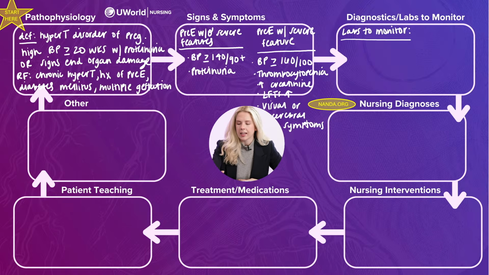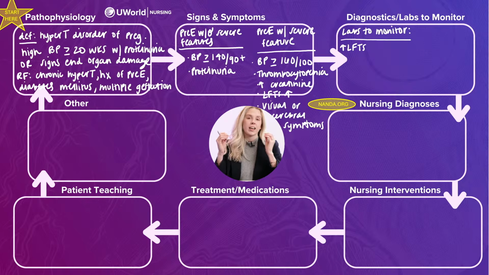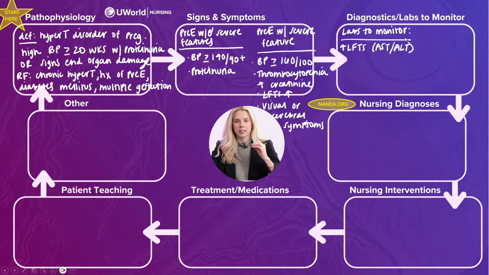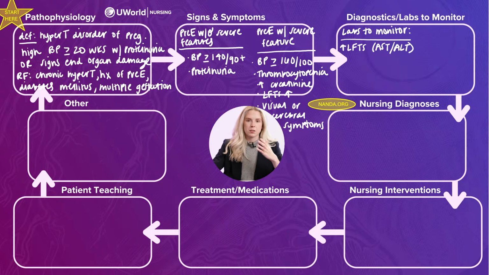We're going to go ahead and look at those LFTs. So elevated LFTs are going to be a sign of preeclampsia. Now, these are liver function tests. It's AST, which stands for aspartate aminotransferase, or elevated ALT, which stands for alanine aminotransferase. So this is our AST and our ALT. These guys can really skyrocket in severe preeclampsia, showing that we're having some damage to the liver.